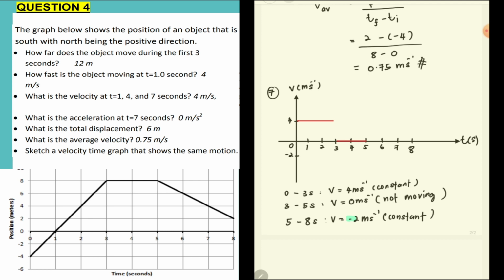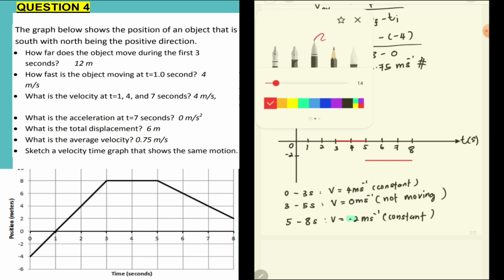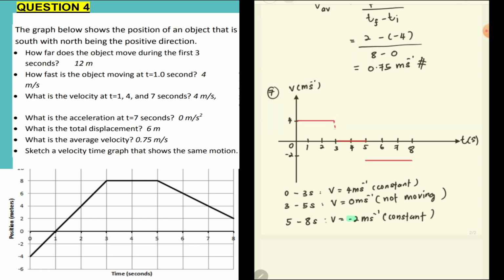So how about the line? It's constant from 5 to 8 seconds, so we put here something like that. Okay, good. So this is the pattern of the graph V against T. Alright, so we have finished question number 4.